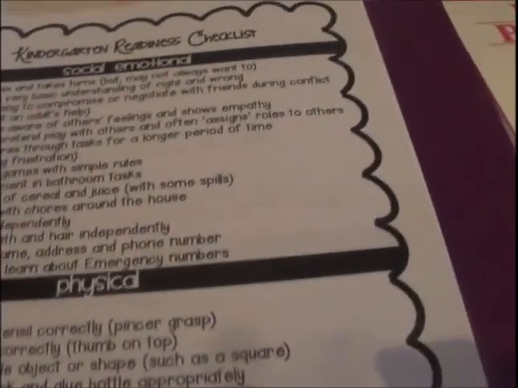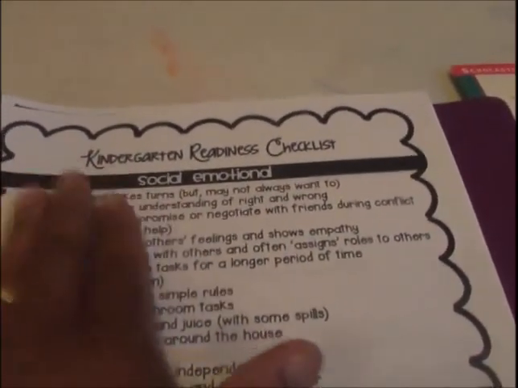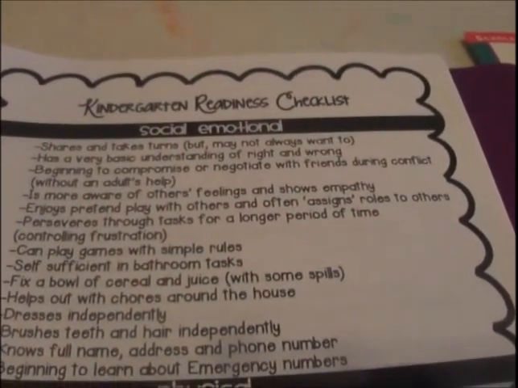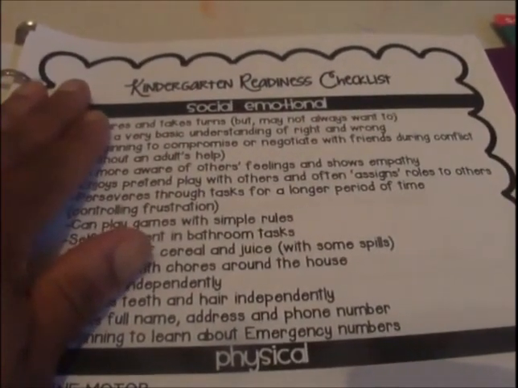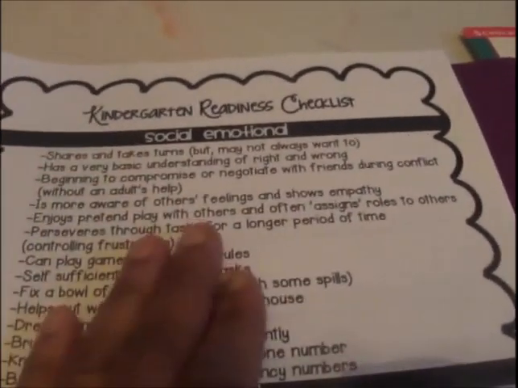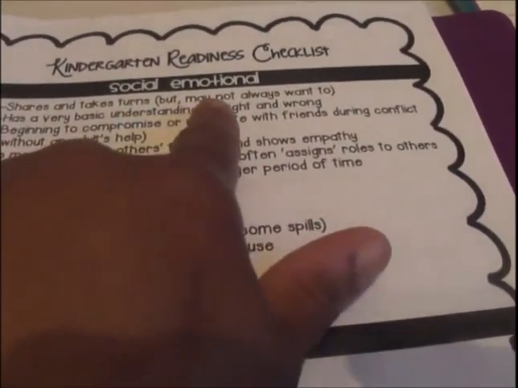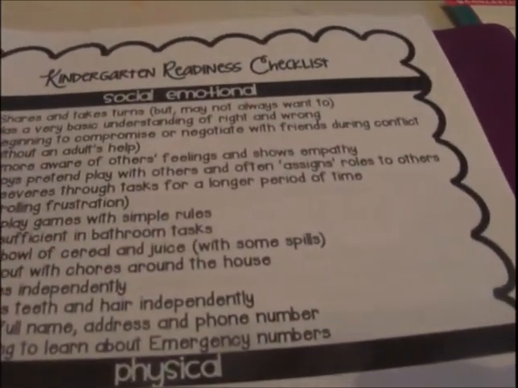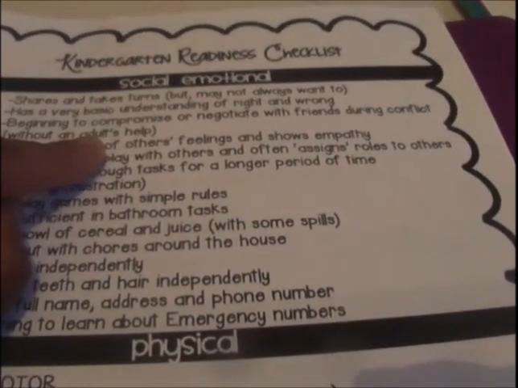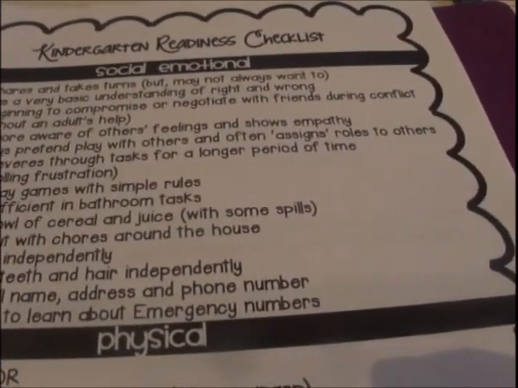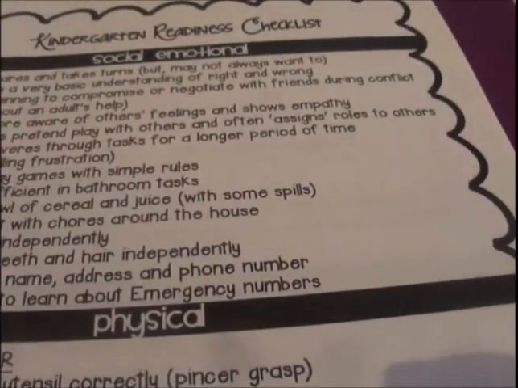And then here we have another thing I suggest, this kindergarten readiness check. That's just basic knowledge. Like I said, the things that the pediatrician would suggest to you, just to see if they're cognitive in certain areas. This one is social, emotional. Shares and takes turns, but may not always want to. Has very basic understanding of right and wrong, beginning to compromise or negotiate with friends during conflict without an adult's help, is more aware of others' feelings, shows empathy. Pretend play, perseveres through tasks for a longer period of time, controlling frustration.